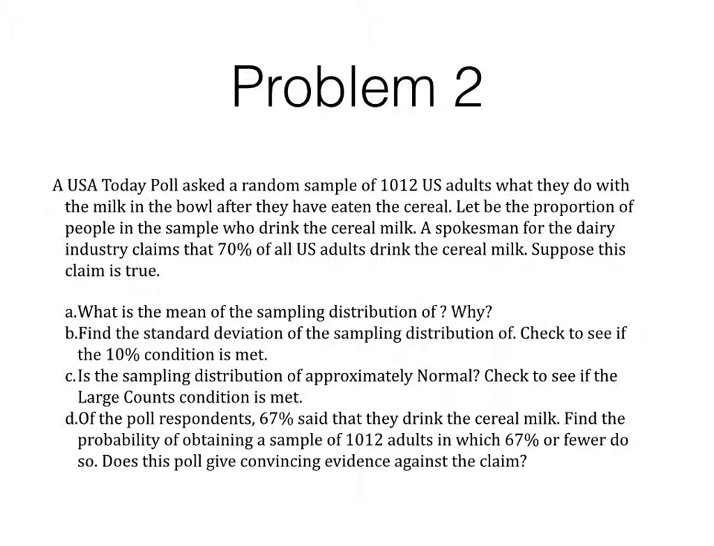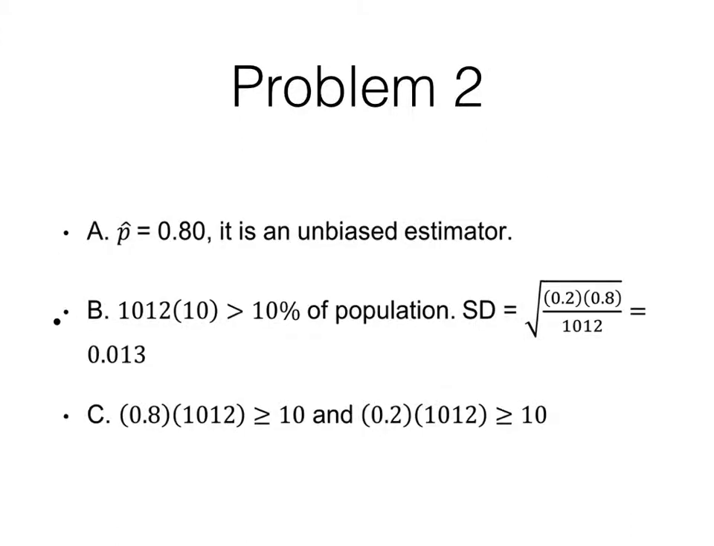Parts A, B, C, and D are pretty much the same questions from problem one, so I'm not going to read those out again. That would take way too much time. So we know the mean of the sampling distribution is 0.8 because the population proportion is 0.8, and because it's an unbiased estimator, the proportion of the sampling distribution is also going to be 0.8.